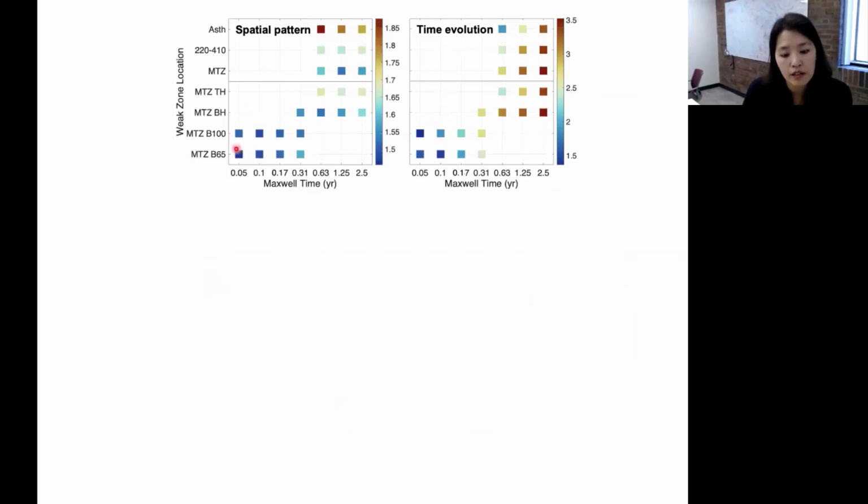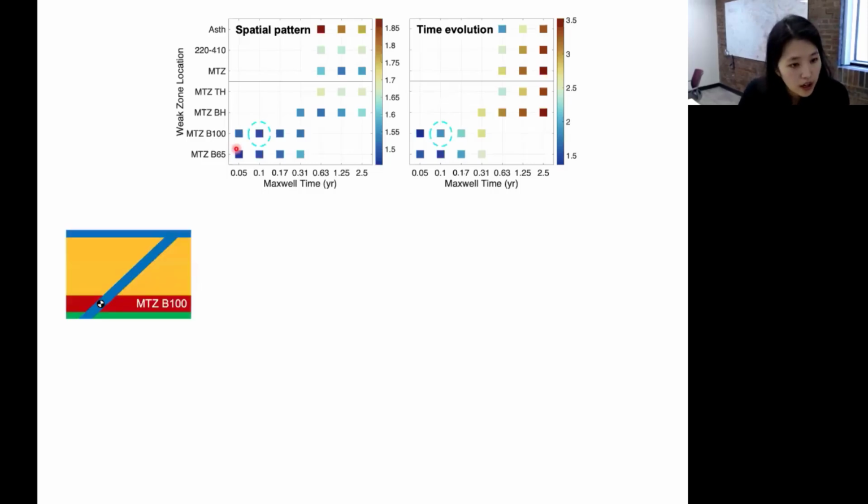And by comparing actually the modeling result and the data one-to-one, we've decided that one of these models would be our preferred model, which is the 100-kilometer thick weak zone that's present between upper and lower mantle. And the viscosity value for that weak zone is about 4 times 10 to the 17 Pascal second here.